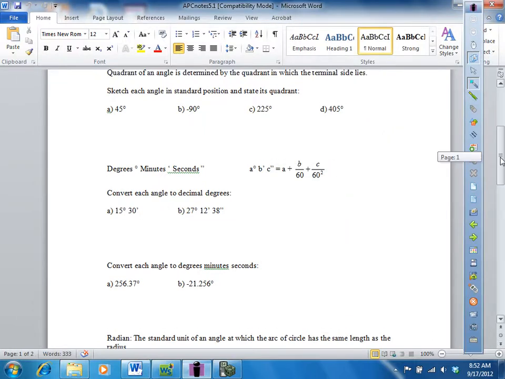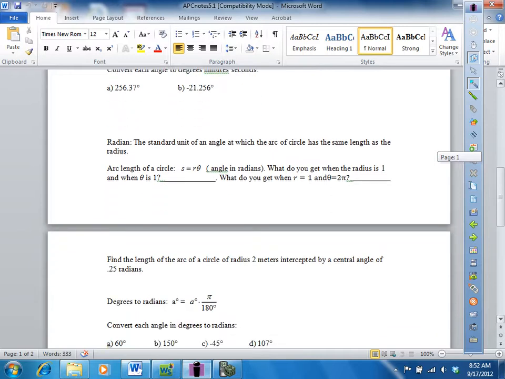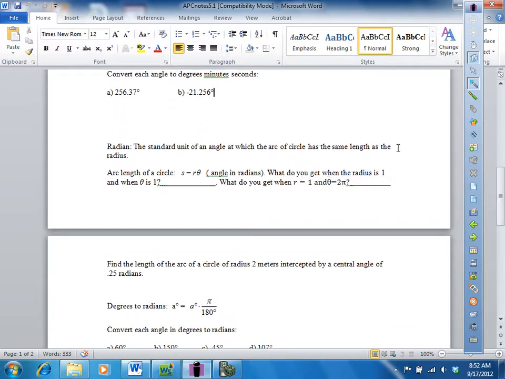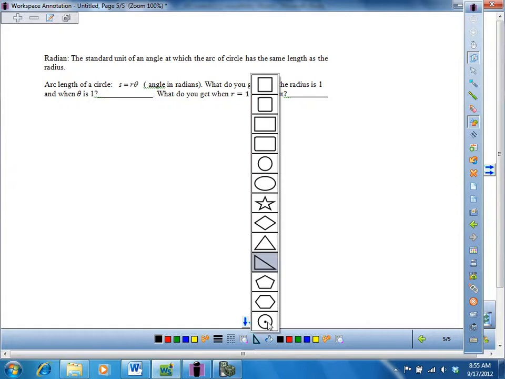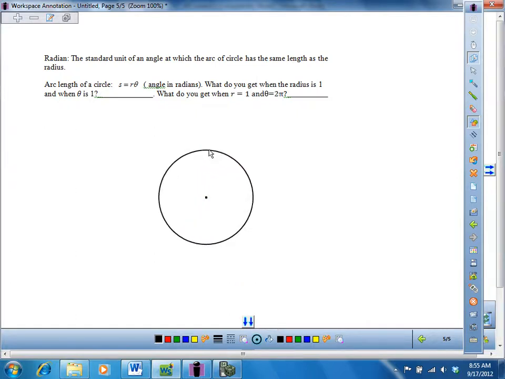All right, so the standard unit of an angle, a radian, is the angle at which the arc of the circle has the same length as the radius. So what does that mean? I'll show you a picture of what that means. Okay? And if I were to draw a circle, and I'm very good at drawing circles, watch this. Look at that circle.